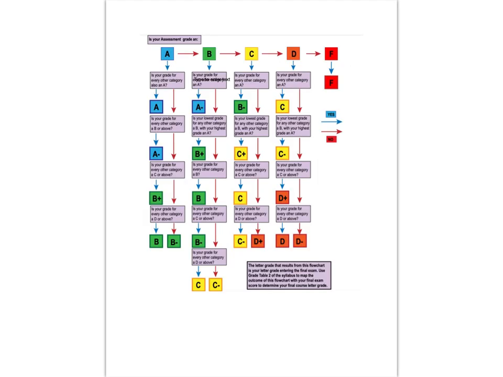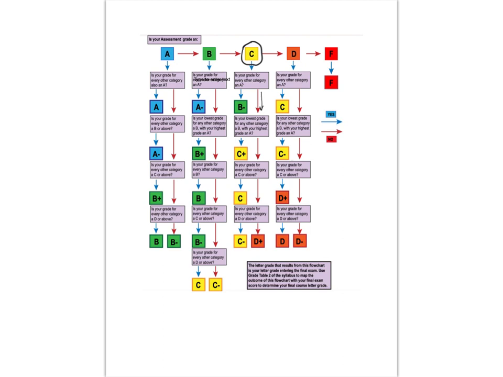The flow chart is really designed so that it places a big importance on the LOs, which is the biggest thing about the class that we're interested in. So Jasmine starts at the C level because of her LO score. And then we follow the flow chart. Is your grade for every other category an A? Well, that wasn't true because Jasmine had some C level and some A level.